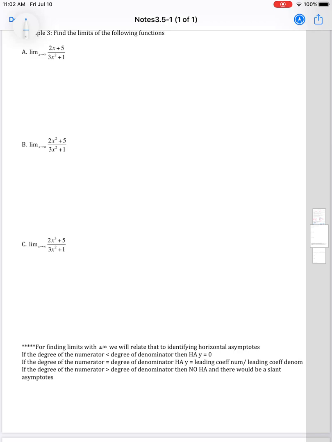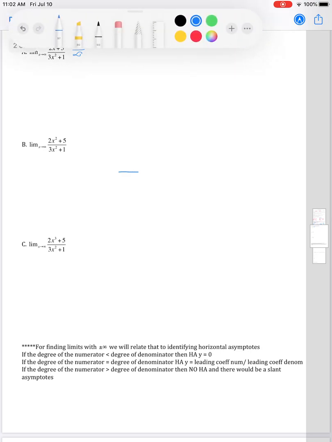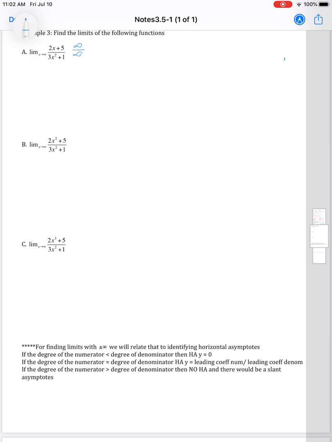All right, so let's keep trying a couple more examples here. So again, if you subbed infinity in to any of these, you're going to find that you get infinity over infinity. So we can't have that. So we have to use the notion where we're going to be dividing by the highest power of the x in the denominator. So highest power in this case is x squared.